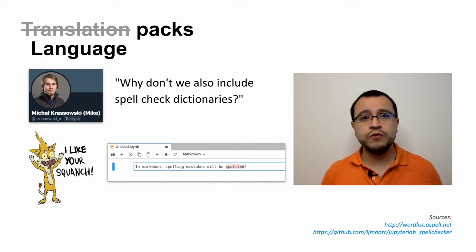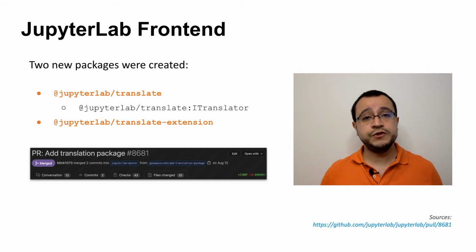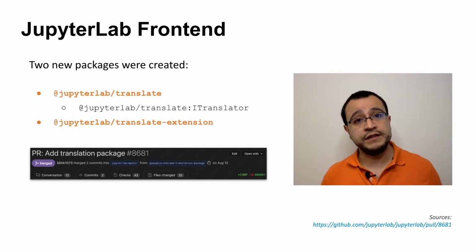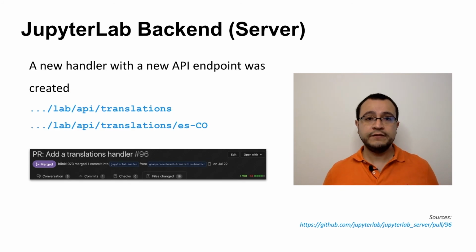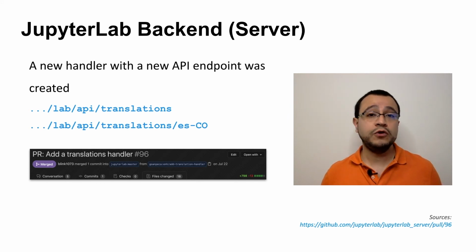The actual coding work on the front end resulted in the creation of two packages, translation and translation extension. These provide a new token, the ITranslator, which is used by JupyterLab plugins. The result was the first PR that went into core. From the backend side of things in JupyterLab server, a new handler with a new API endpoint for translation was created to provide the list of available language packs or the actual catalog for a given package. This resulted in the second PR.